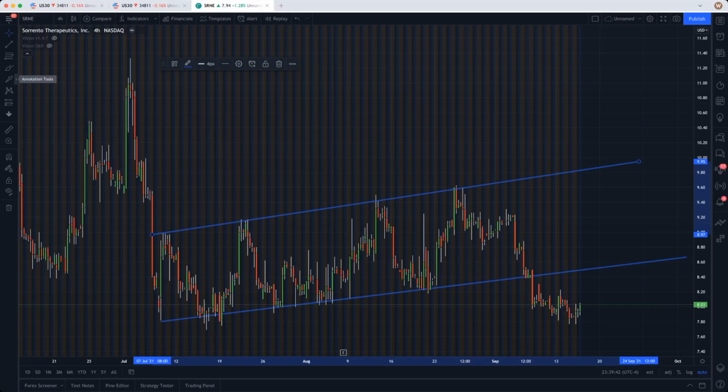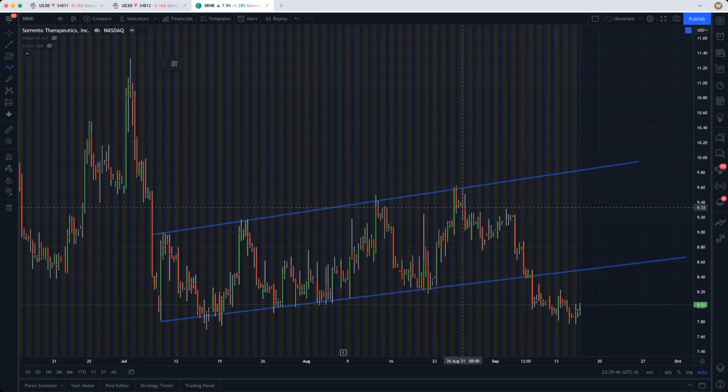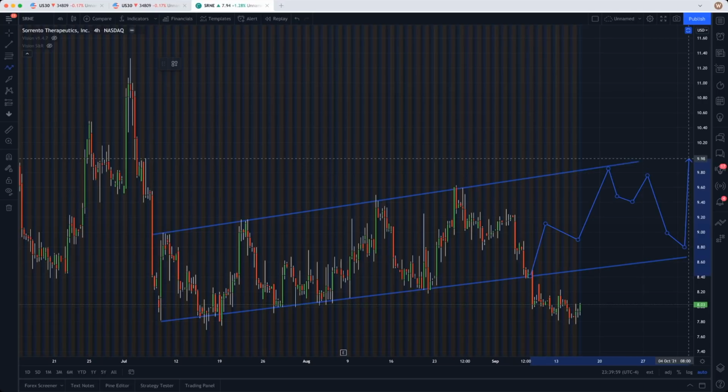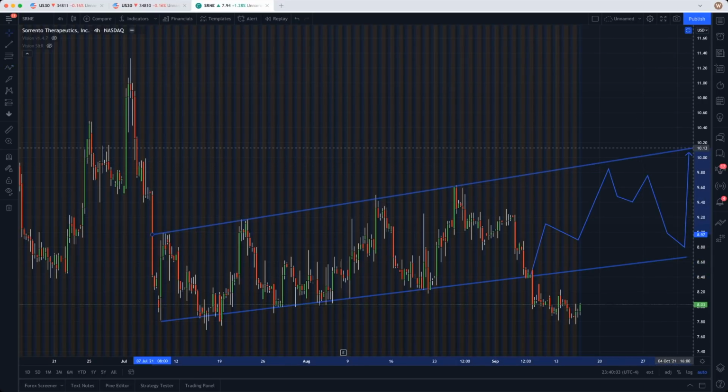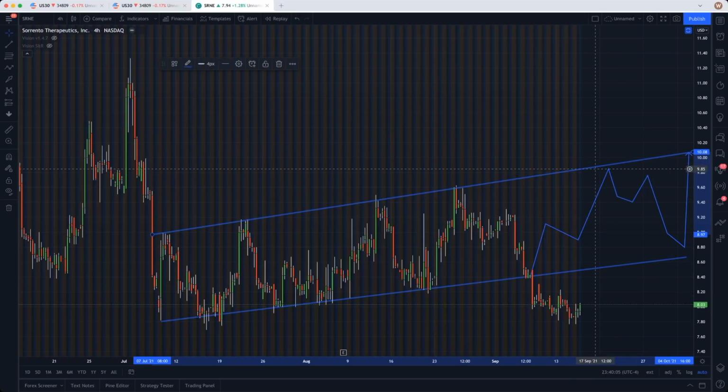and if it didn't break down, let me try to find my arrow tool here. If it didn't break down right there and break through the support, you could expect this to start doing something like this and then pop back up to your trend line as it starts to come up, right? And then you can extend it a little more. It's making higher highs, higher lows, and this is it.